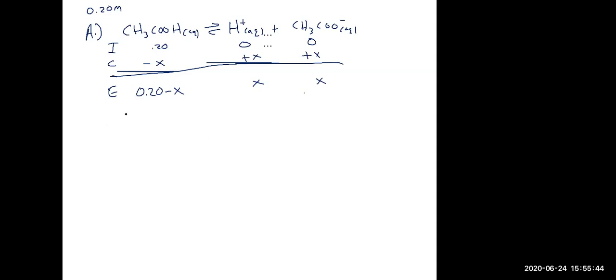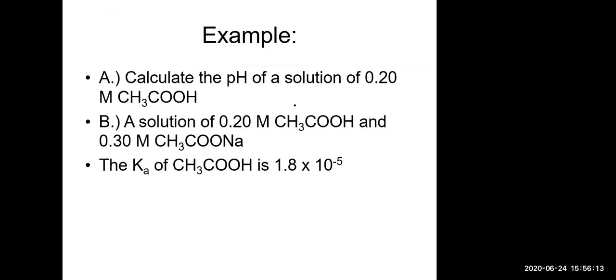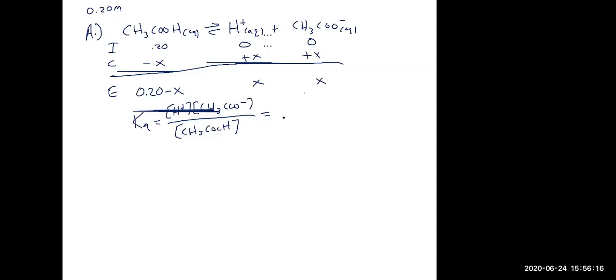Okay, let's see if that's maybe any better. I doubt it, but let's take a look. So again, this can go into our K expression, which is our Ka. That's going to be our products divided by our reactants. Again, I apologize for the extra lines here. And that's going to equal our Ka value, which was 1.8 times 10 to the minus 5. Ignore the really big lines. They're not meaning anything.